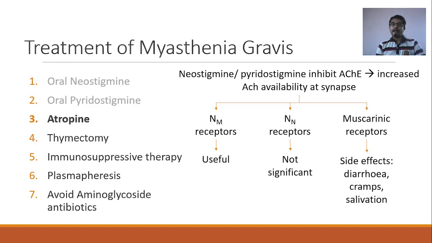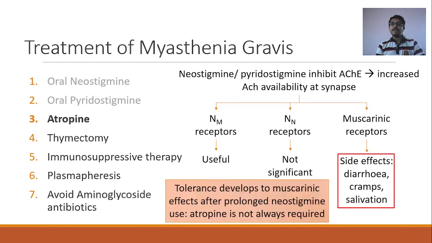We use atropine, anti-muscarinic agent, to overcome these side effects. That is the purpose of giving atropine in myasthenia gravis. As such, atropine does not have any therapeutic advantage in myasthenia gravis. Atropine just overcomes the side effect due to neostigmine. As such, even this is not required, because generally tolerance develops to all these muscarinic effects after prolonged neostigmine therapy. So atropine is not always required. Patients who cannot tolerate these side effects, we can give atropine or even glycopyrrolate for that matter for a short duration of time.